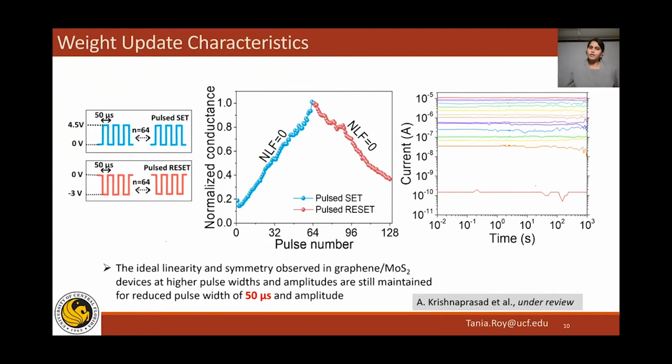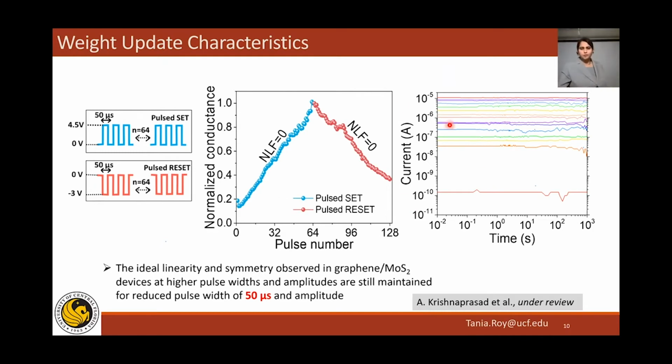Then we see that, in the last slide, we used 500 microsecond pulses. If we reduce the pulse width, we can also reduce the voltage amplitude, and we can still see linearity maintained. So we see repeatable linearity. The characteristics can be linear for multiple input parameters.